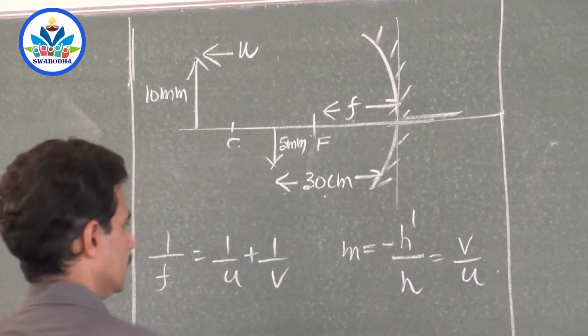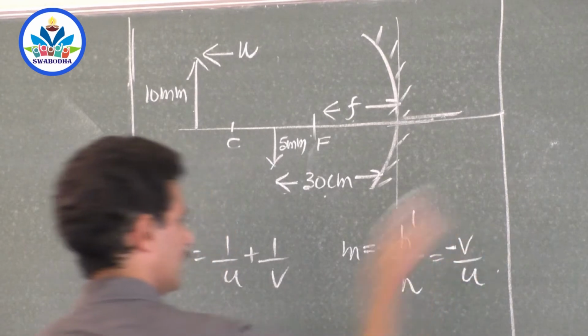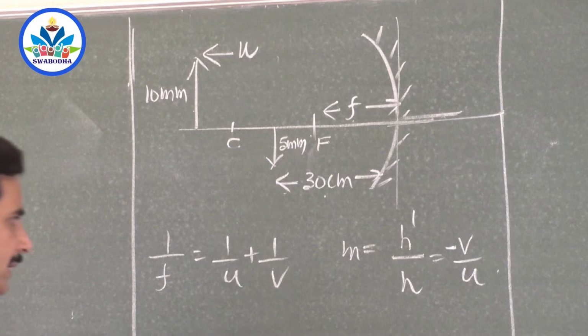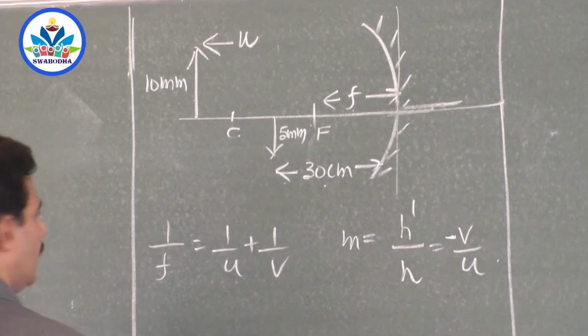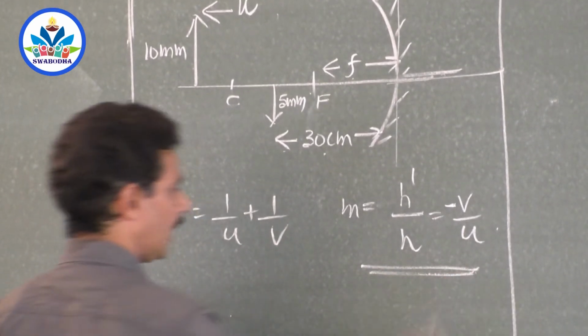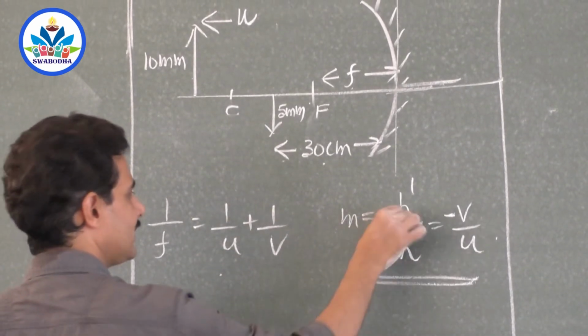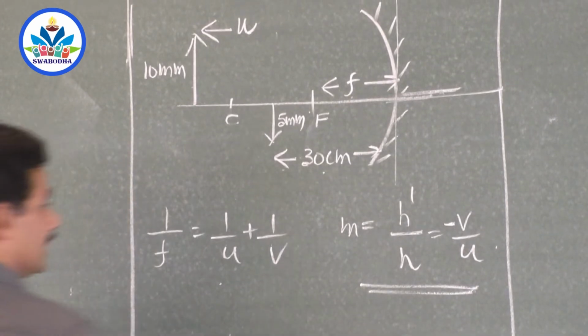Right, so not like this, h dash by h, that is equal to minus v by u, right? So now we will use the formula. First we will use this one because here we have more data than this. Here unknown things are more, here known things are more. So h dash by h we know. What is h dash?